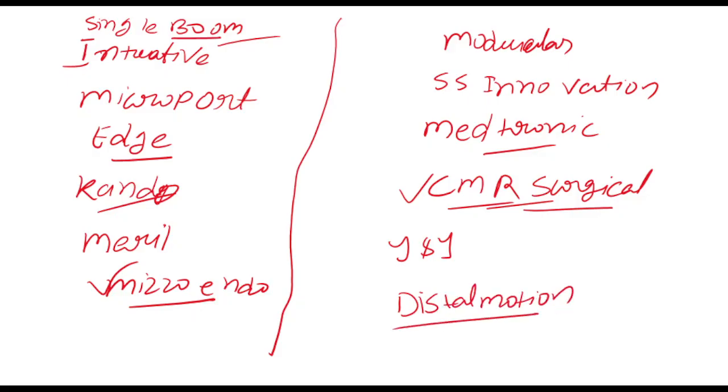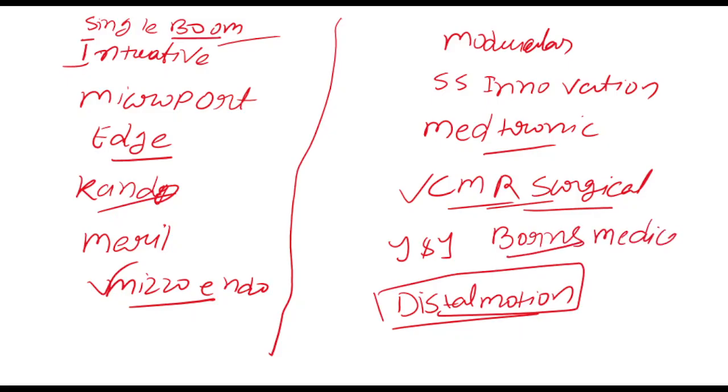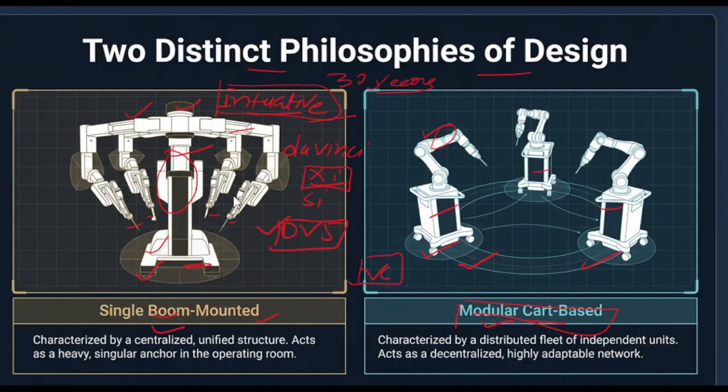This company will come with a hybrid robot. Some other modular cart robot companies are like Bonds Medical, also a Chinese company, named Sukra Pharmaceutical in India. So these are some companies, and this is the basic concept of the single boom mounted and modular arm cart systems available in the market.